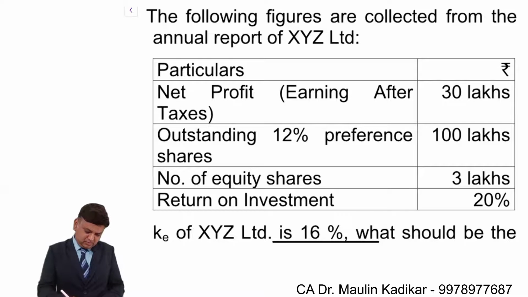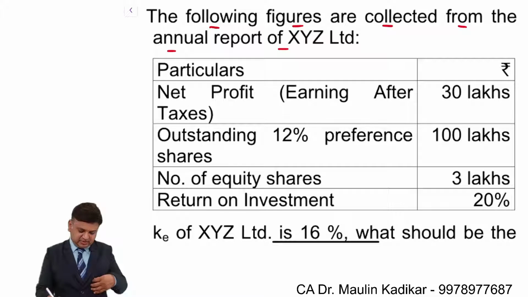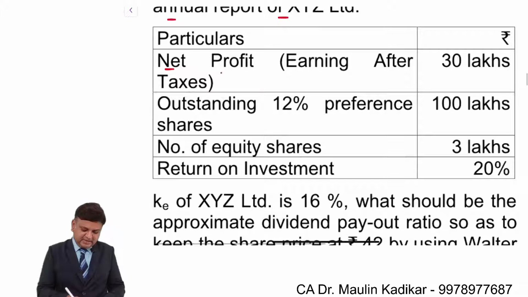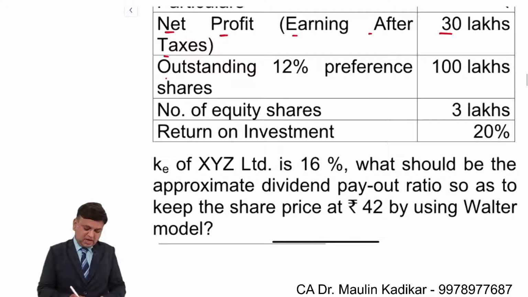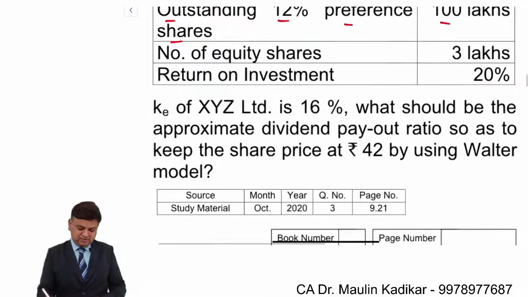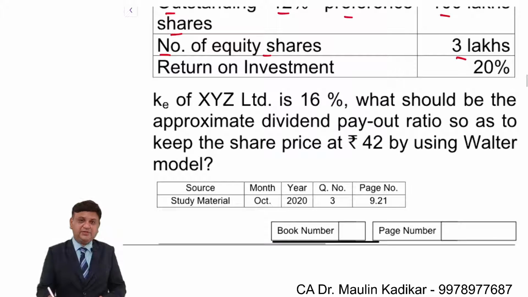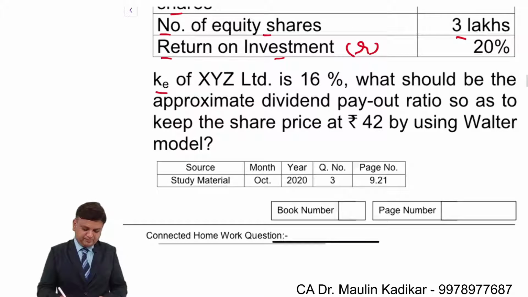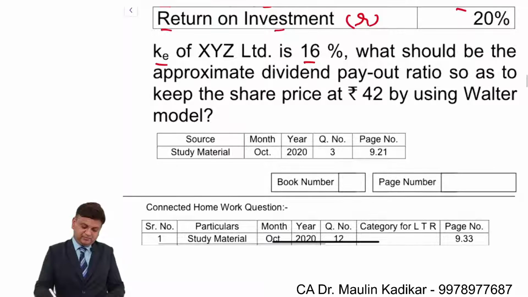Next question. The following figures are collected from annual reports of a company called XYZ Ltd. Net profit earning after taxes is 30 lakhs. Outstanding 12% preference shares of rupees 100 lakhs. Number of equity shares are 3 lakhs. Return on investment R is 20%.